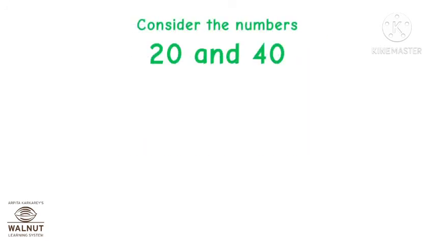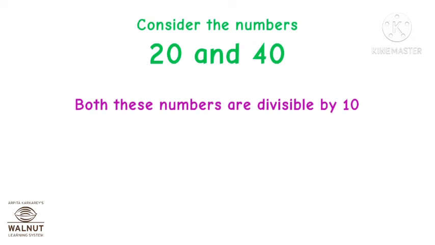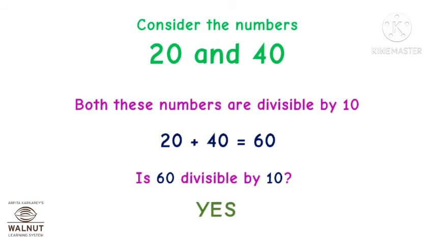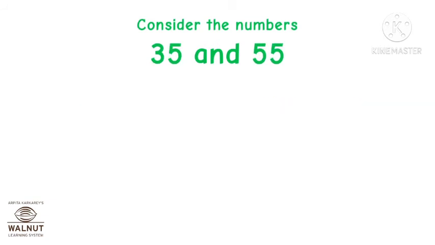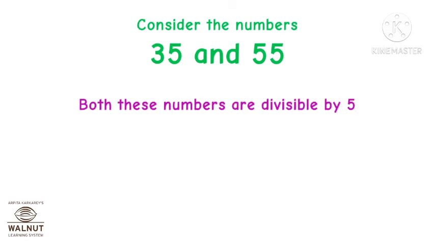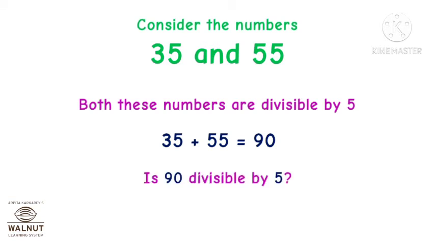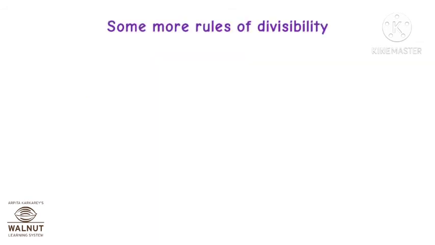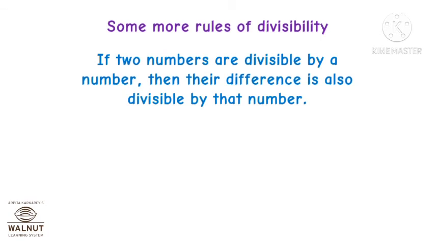Consider the numbers 20 and 40. Both these numbers are divisible by 10. 20 plus 40 is equal to 60. Is 60 divisible by 10? Yes. Consider the numbers 35 and 55. Both these numbers are divisible by 5. 35 plus 55 is equal to 90. Is 90 divisible by 5? Yes. Some more rules of divisibility. If two numbers are divisible by a number, then their difference is also divisible by that number.